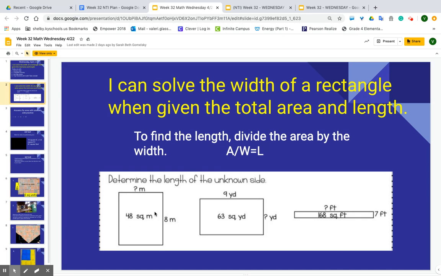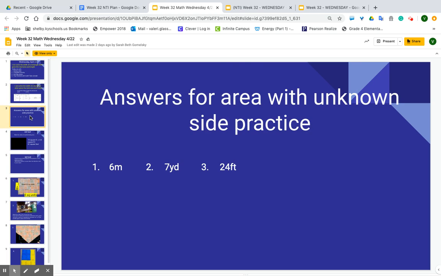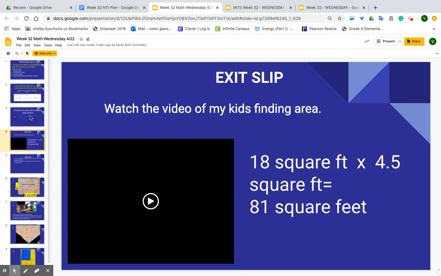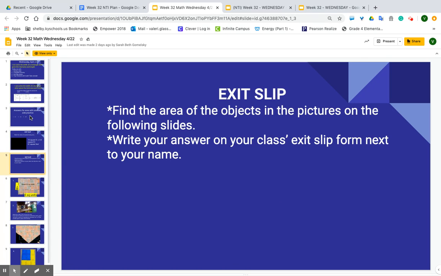Here's our total area. So we know that this number, this side, times 8 gave us our area. So we can do this one or two ways. We can sit and figure it out by saying what times 8 is 48, or we can say 48 divided by 8 is what in order to get our answer. So there are a couple different ways you can do that. When you finish, you're going to check your answer, and then we have a quick video to watch. And then it says, find the area of the objects in the picture on the following slides. Write your answer on your class's exit slip next to your name. Okay, that's where we keep that running Google document.